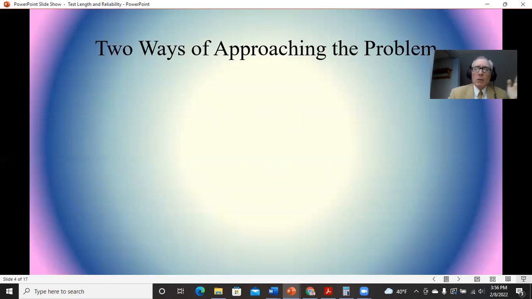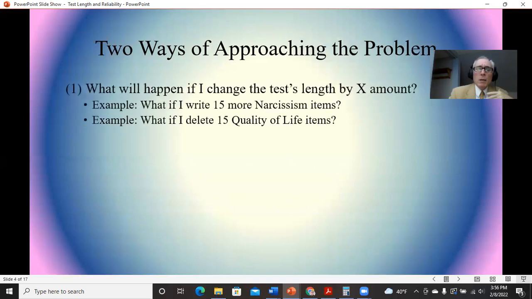Now, as it happens, there are actually two different questions we can ask here. They're subtly different, but they're different. One approach to the problem is to predetermine an amount of change and ask, what would happen if I did that? So, what would happen if I wrote 15 more narcissism items? Or what would happen if I deleted 15 of my quality of life items? By what would happen, I mean, how much would reliability change? Where would I probably land at that point? We know it's going to go up in the first case and down in the second case, but by how much?